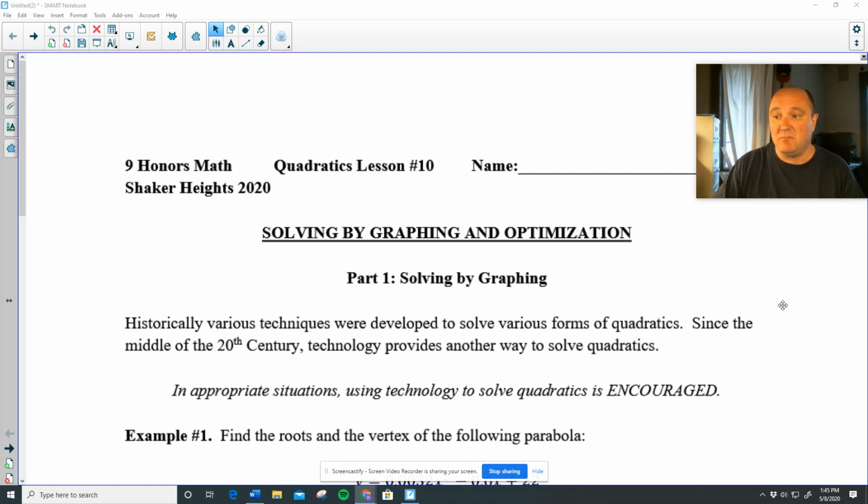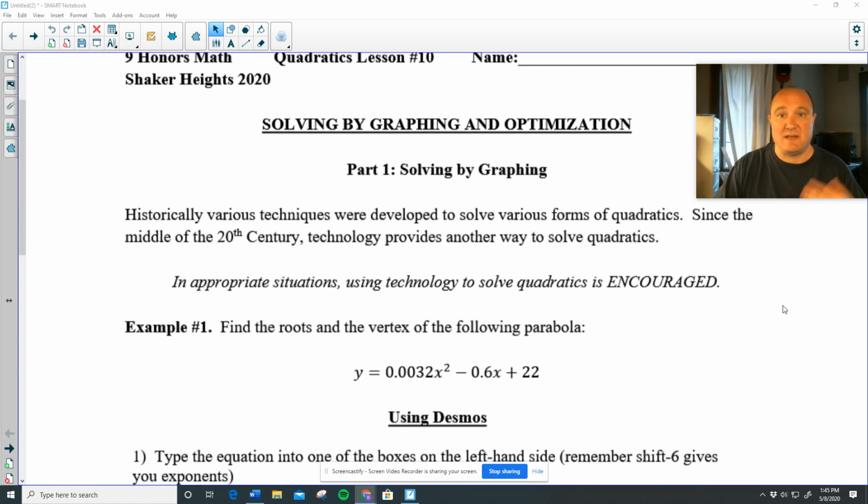The biggest mistake I see with some of my juniors and seniors is I'll give them a question and maybe at some point they have to solve a quadratic inside of a larger question, a calculus question or a pre-calculus question, and they forget that they can just pull out their calculator and figure it out. In appropriate situations, don't be afraid to use technology. We are not against using technology in solving quadratics.